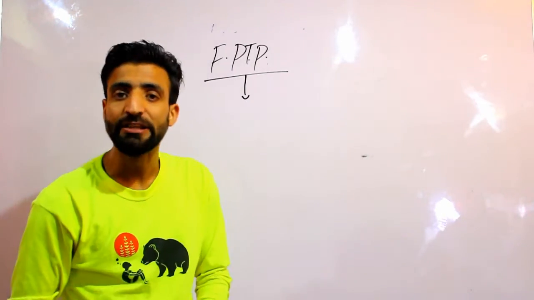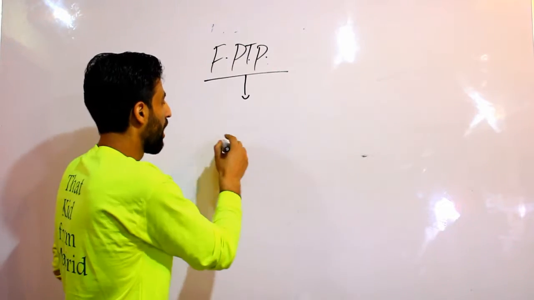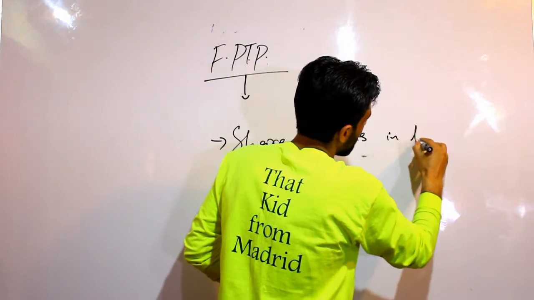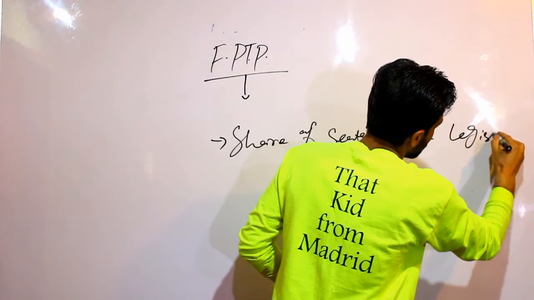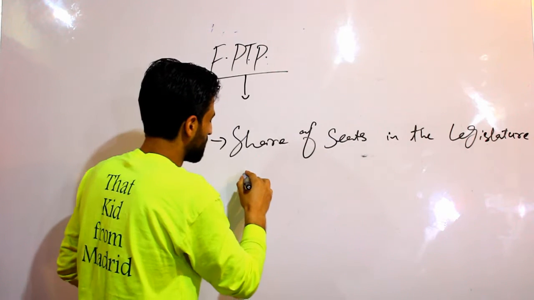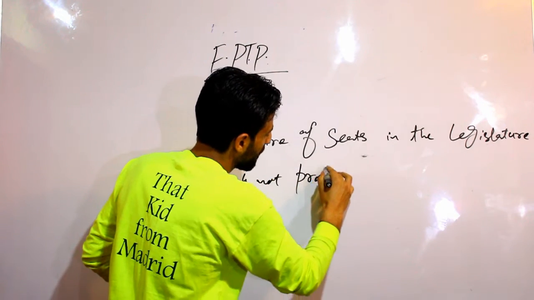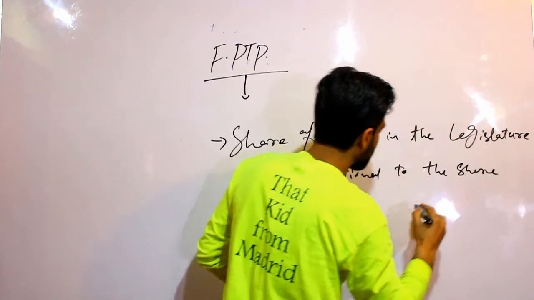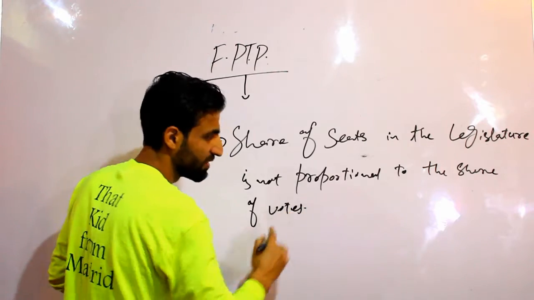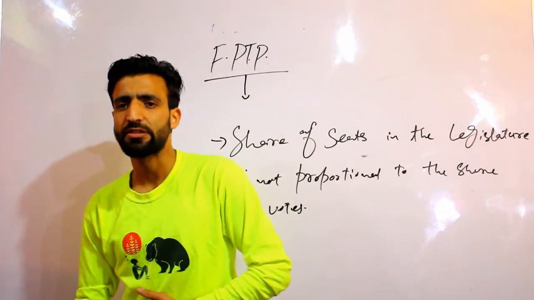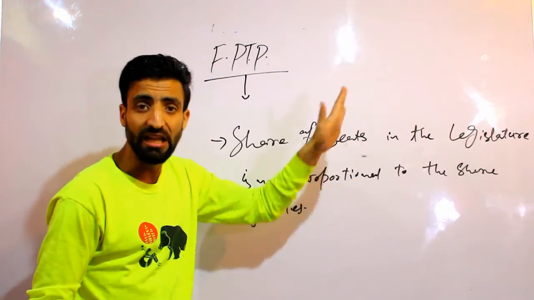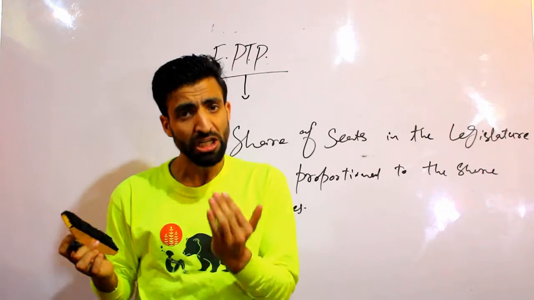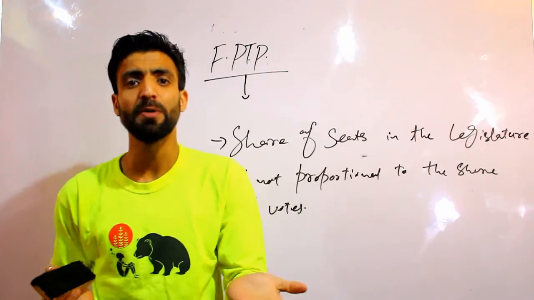But one of the important elements of the first past the post system is that share of seats in the legislature is not proportional to the share of votes. This is one of the important elements of first past the post system, that share of seats in the legislature is not proportional to the share of votes. For example, if a party gets 30% of the votes, it may have won 70% of the seats.